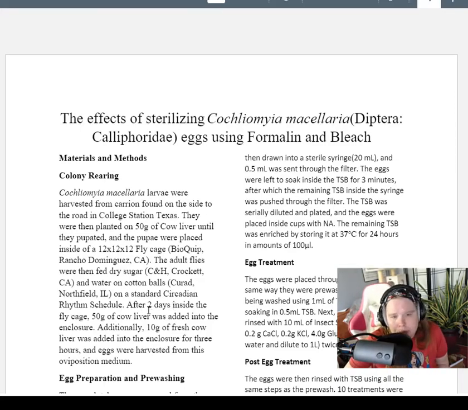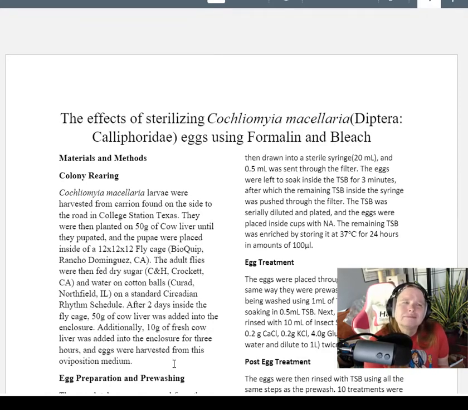Okay, after 2 days, remember to spell out words or numbers that are under 10. Inside the fly cage, 50 grams of cow liver was added into the enclosure. Additionally, okay. So these next two sentences are a little confusing on exactly what you did, because you decided to really spell out what was going on here. You want to make sure that it actually makes sense. So in this case, you could say after 2 days or 48 hours.